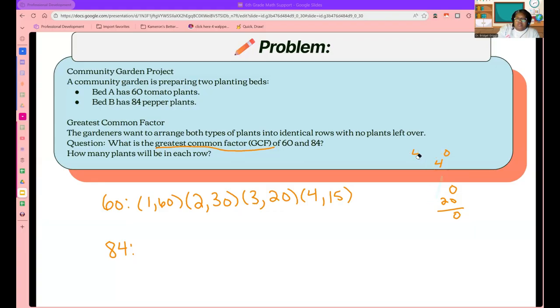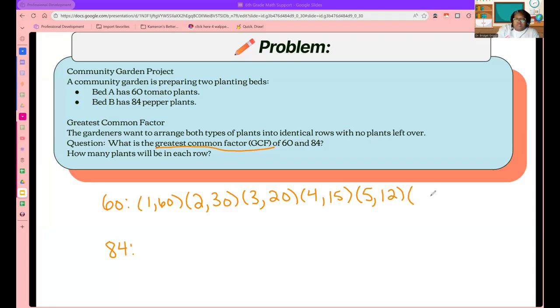Now, let's think about 5. Well, because this number ends with 0, if the number ends with 0 or 5, we know that 5 is also a factor of that number. So that means we also know that 5 will be a factor of 60. Well, 5 times what gives us 60? Well, 5 times 12 gives us 60.